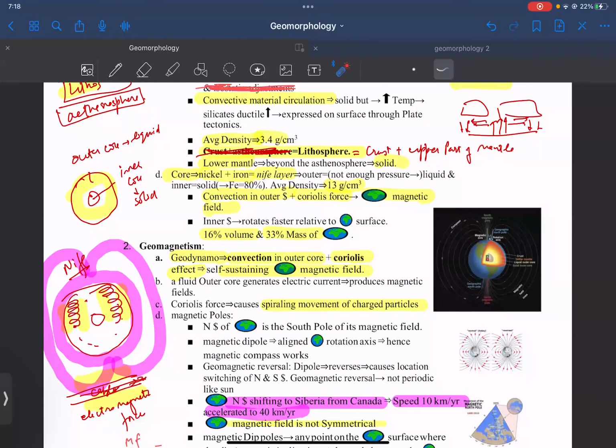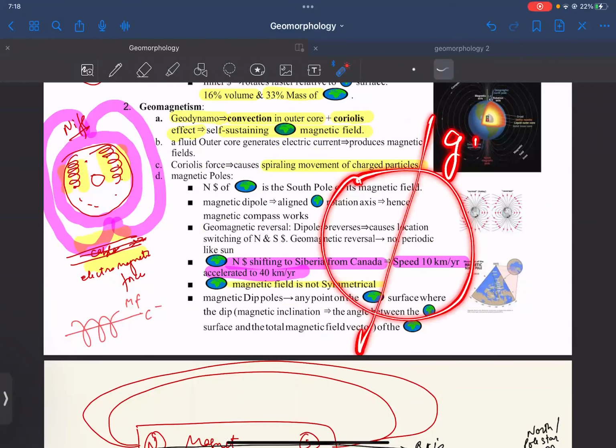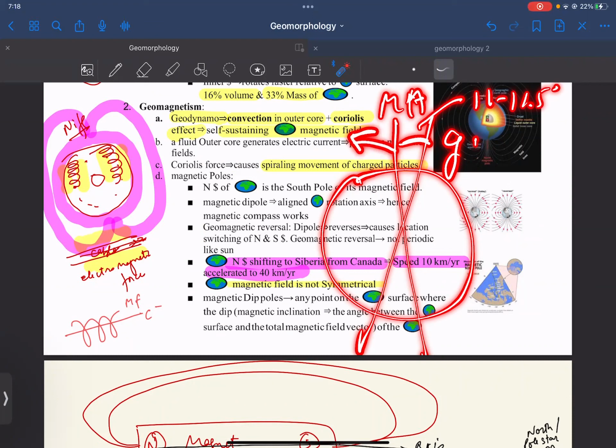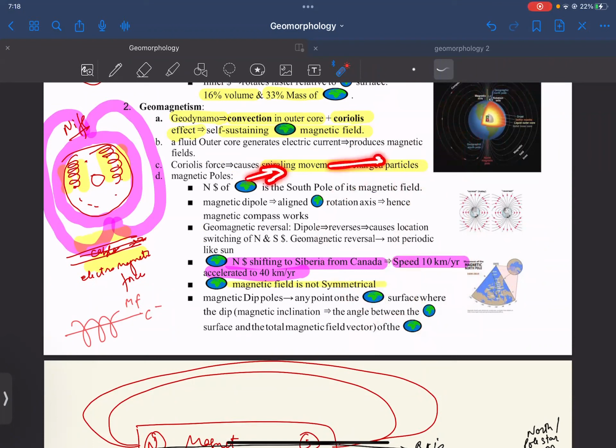And we have the geographical axis and the magnetic axis. The angle between the magnetic axis and geographical axis is 11 to 11.5 degrees, and the magnetic axis is moving towards the west. Yeah, one thing to keep in mind, I told you a little bit wrong yesterday. I told you yesterday it is moving from Canada towards the Siberia region. Sorry, from Siberia to the Canada region.